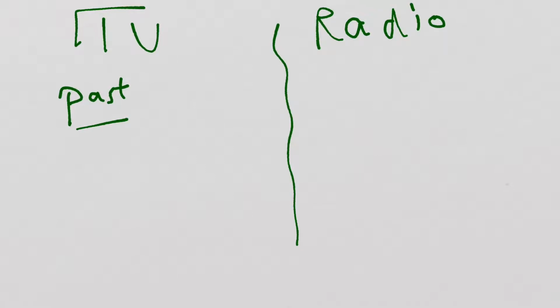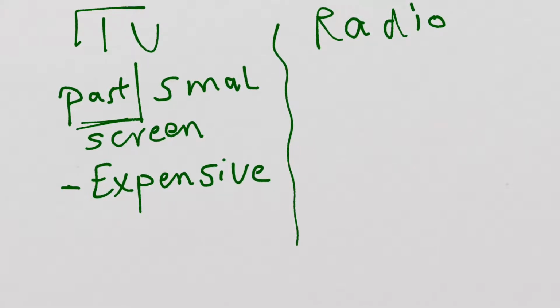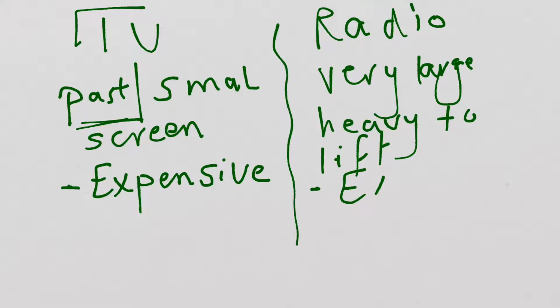How did TV look in the past? In the past, TV had a very small screen, and it was very expensive. What about radio? Radio was very large, in a very large wooden case, which made it very heavy to lift. What about the price? It was also very expensive.